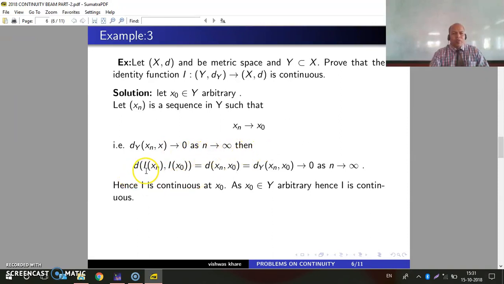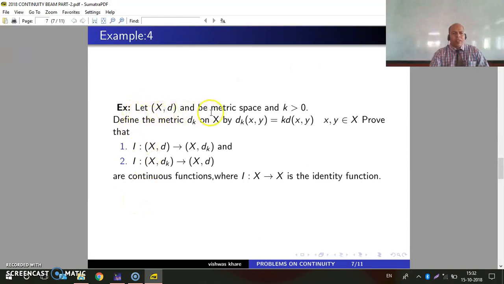Then d of I(xn), I(x0), which is equal to d of xn, x0, which is same as dY of xn, x0, tends to 0 as n tends to infinity. Hence, I is continuous at x0. As x0 belongs to Y is arbitrary, hence I is continuous.